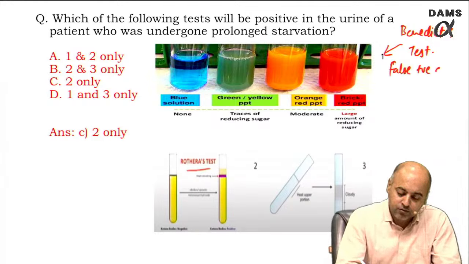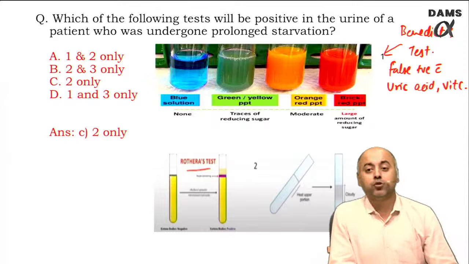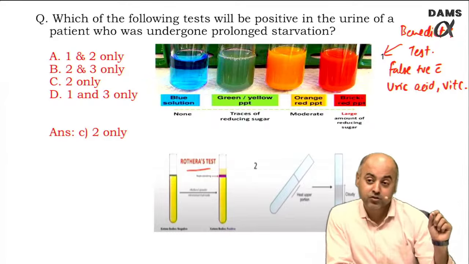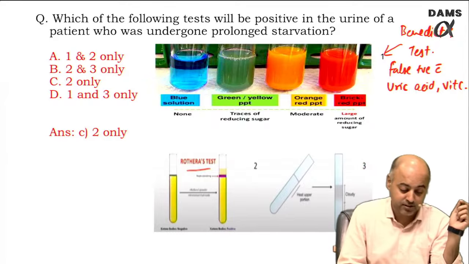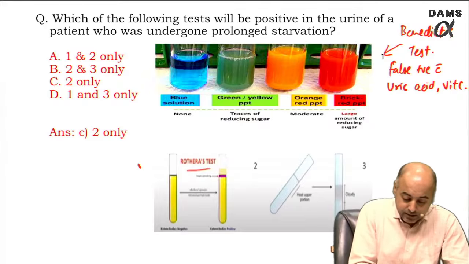False positive with uric acid and ascorbic acid. So you should remember this, because Benedict test is not only for sugars, it is for all reducing substances. All right. Second is the Rothera's test.